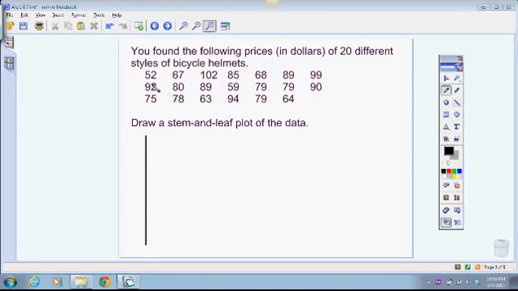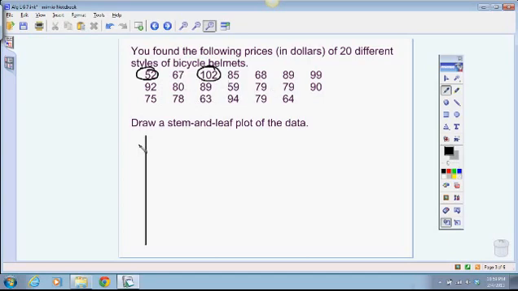Look for your least data value, which I believe is 52, and our greatest data value, which is 102. So we're going to have the 50s, 60s, 70s, 80s, 90s, and then I'm going to put 10 here to represent the hundreds. Again, I'm going to make the break between the 1s and the 10s. So I'll just break my 102 here between 10 and 2, 102.